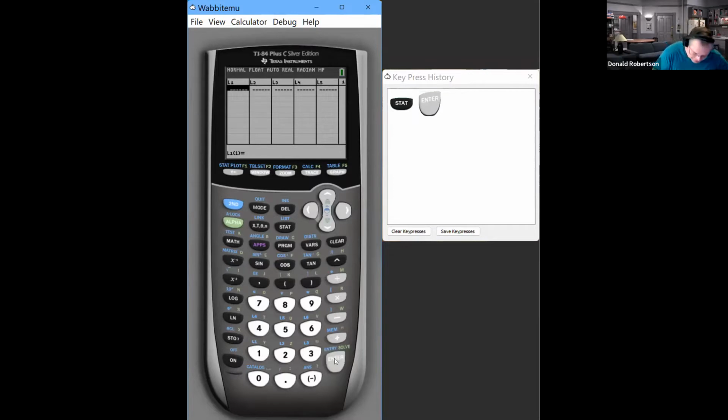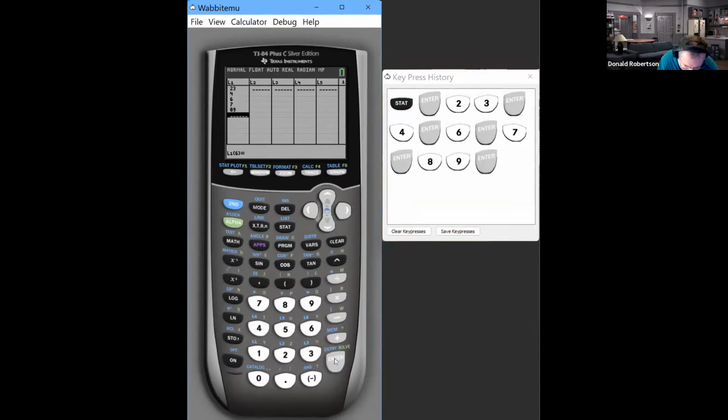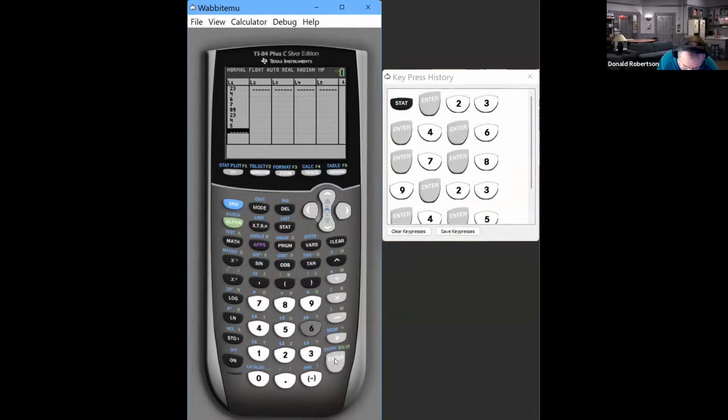And then I type the data in. Isn't this a cool calculator? I'm just making up random numbers. You'd keep going till you get bored, and you'd put in whatever the real data was. So far, so good.